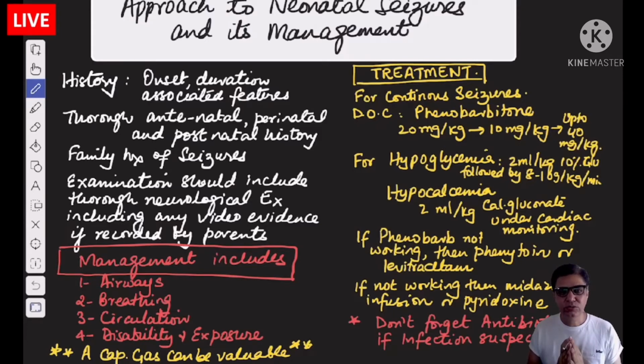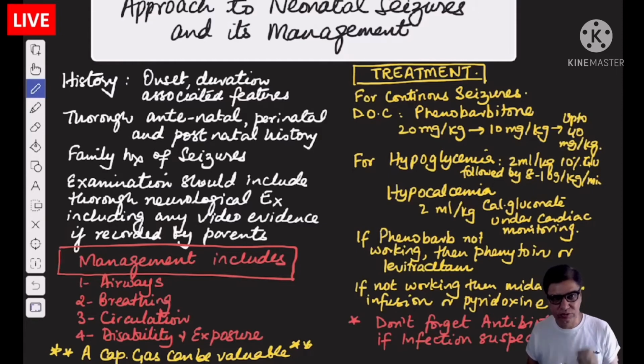Similarly, when it comes to treatment, remember, we only treat if the seizures are continuous. If they are happening intermittently, we don't treat them. But if they are occurring regularly, as I told you, if it is more than 3 seizures per hour, then obviously you need to start treatment.